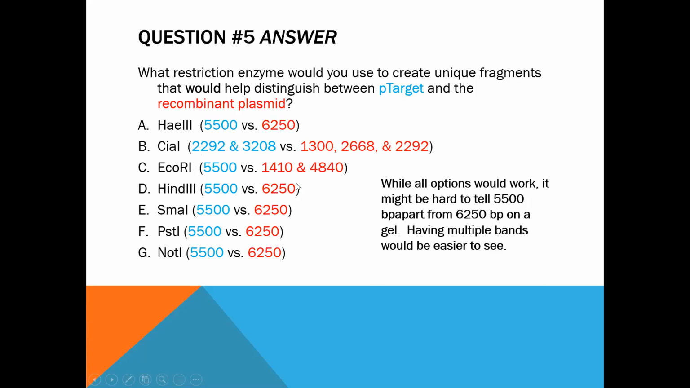If you cut with EcoR1, we would get some variations here. You'd only have one band for the P target, but you would now be able to get two different bands for the recombinant plasmid. If you do ClaI, you would actually get two bands versus three bands. And so that's one to pay attention to because it had cut sites in more than one place. I'm sorry about that typo. Need to have space in there.